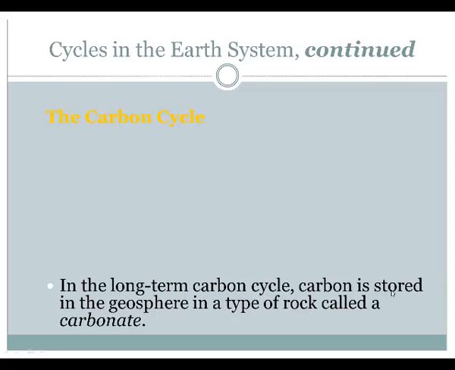The long-term carbon cycle stores carbon in the geosphere in a type of rock called a carbonate. So it's much longer term. It doesn't happen nearly as quickly as the short-term carbon cycle.